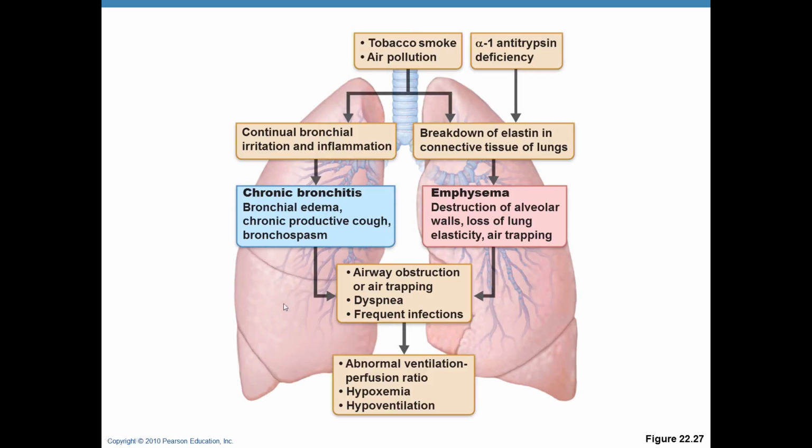There's also a genetic defect that can lead to emphysema as well. It's called an alpha-1 antitrypsin deficiency.